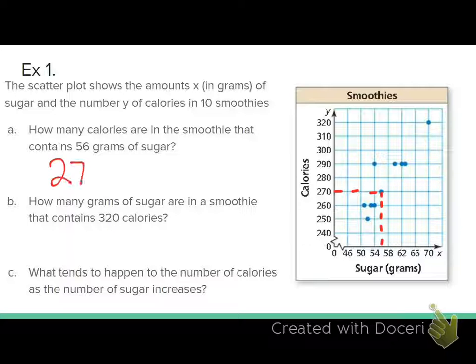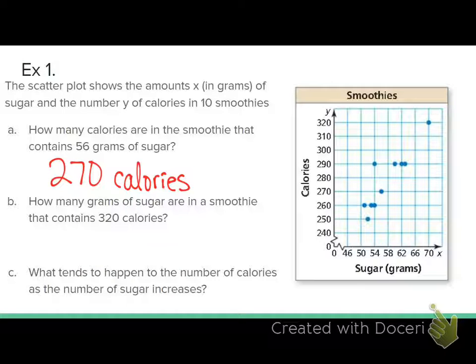Do you have to put those little line marks on? Nope, you do not have to draw the little line marks. I'm just trying to show you where you might move your pencil to be able to figure that out. Are we all okay with 270 calories for letter A? Okay.